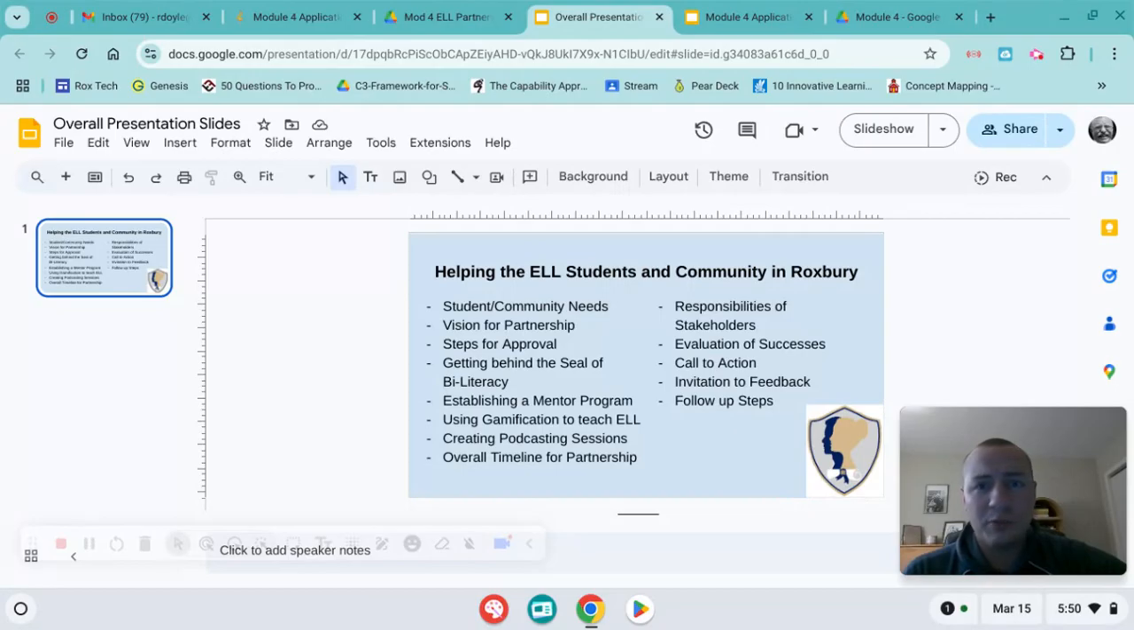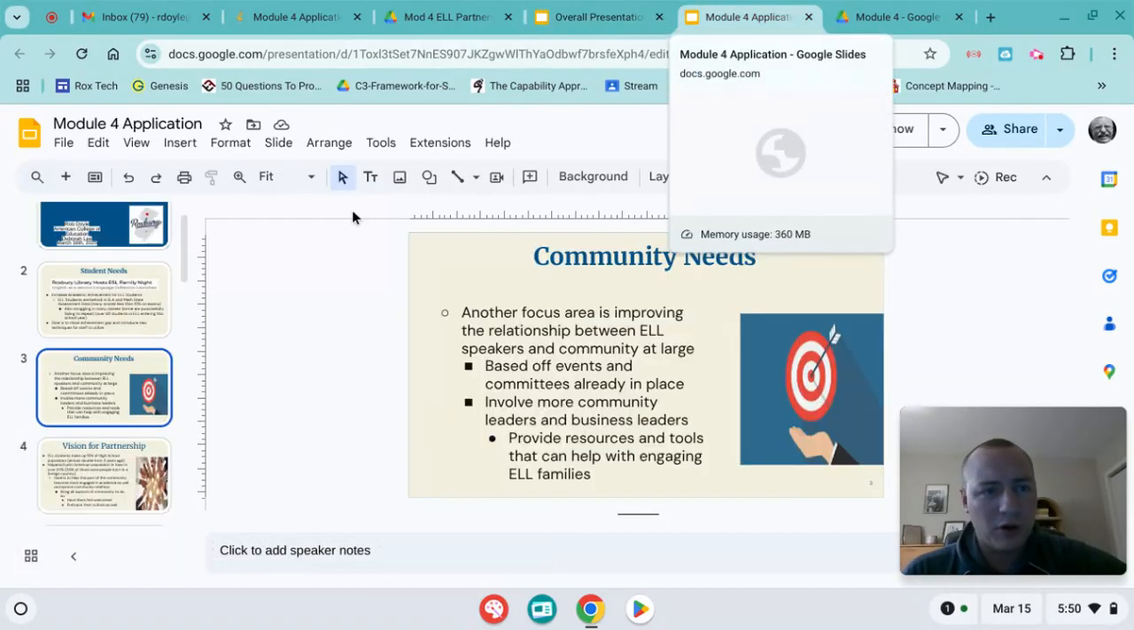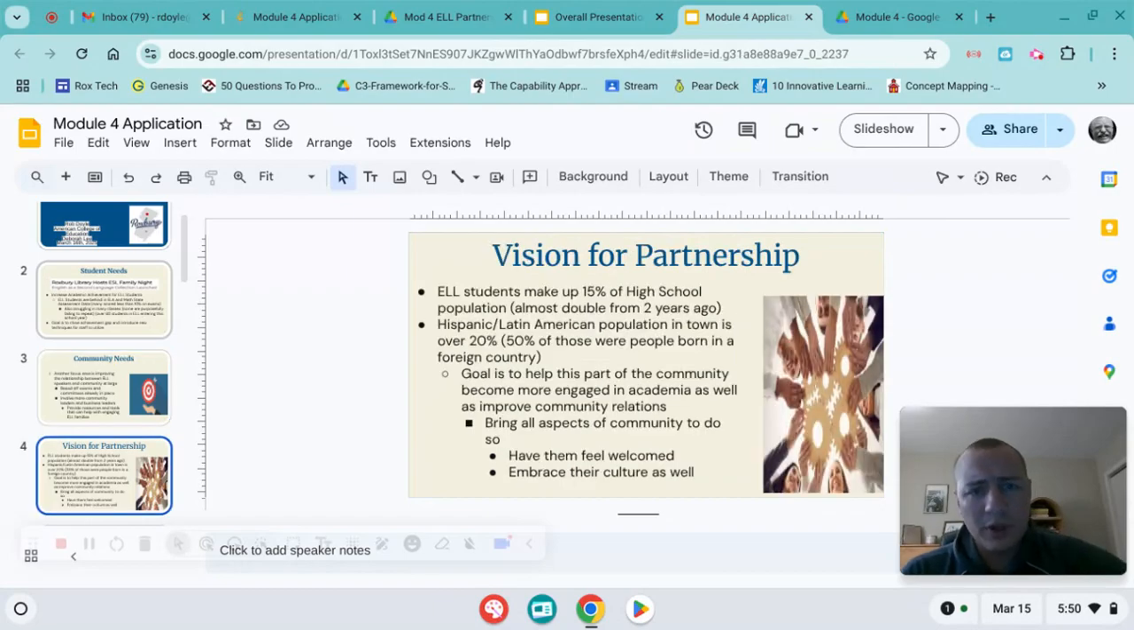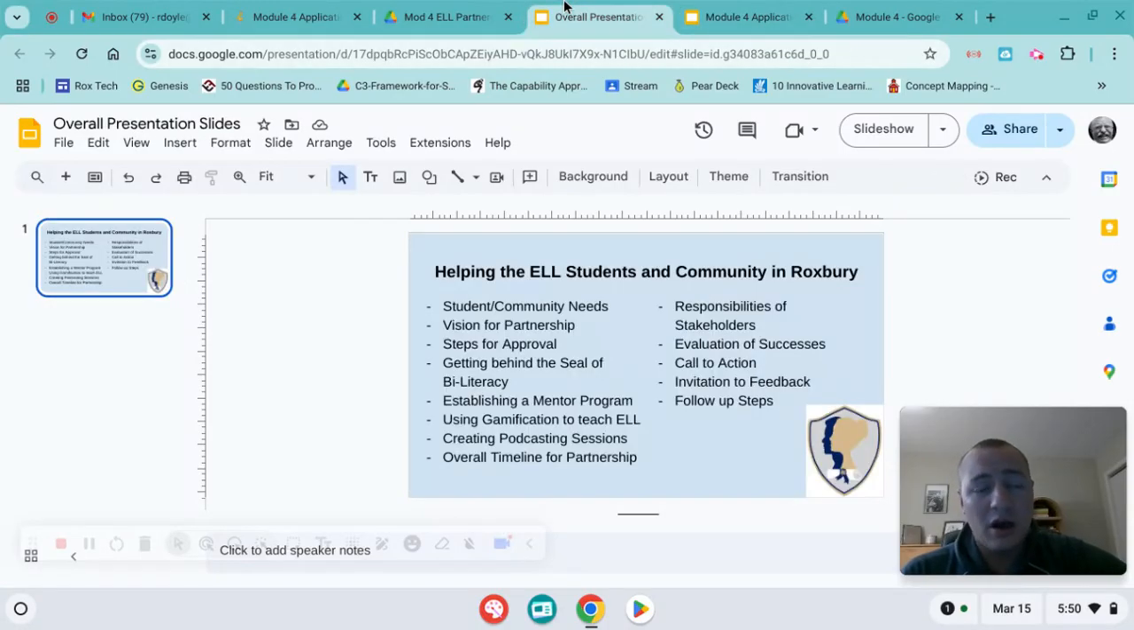So the first thing, the vision for partnership, and again, I also have some talking points here that I will share with you all as well. ELL students make up about 15% of our high school. It's been doubled from the last 2 years. About 20% of the population is Hispanic. 50% of that 20%, so about 10% of the population, is foreign born. So these people are coming into our community. They are a part of it, and we just want them to be feeling welcomed, and we want everyone on board moving in the same direction.